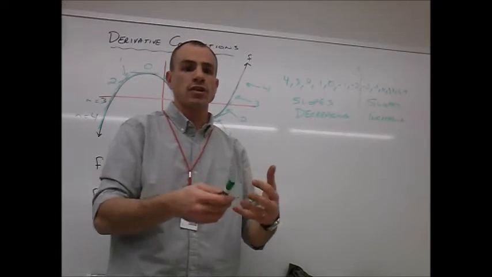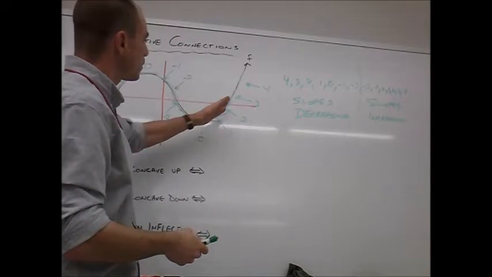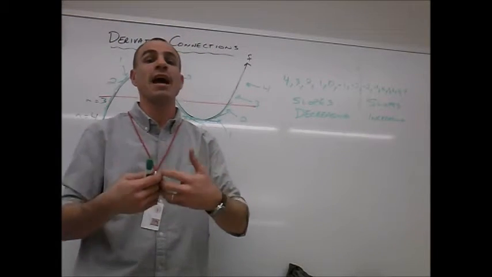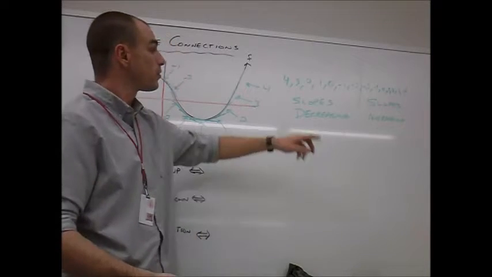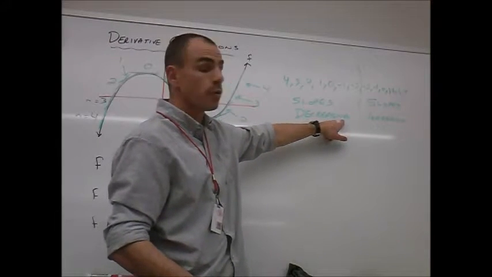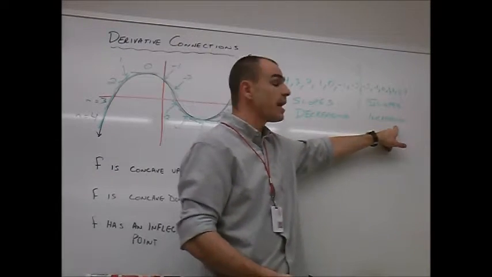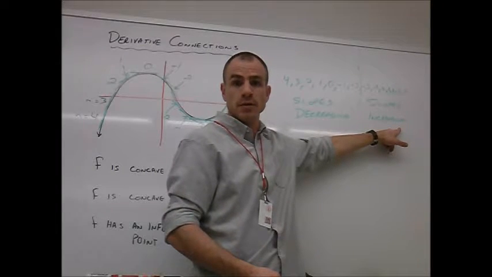All right, what's the change? Well, the slopes of the tangent lines are the change. We're interested in how those slopes are changing. How are the slopes changing? Well, in this specific example, the slopes are decreasing, and then afterwards, the slopes are increasing.